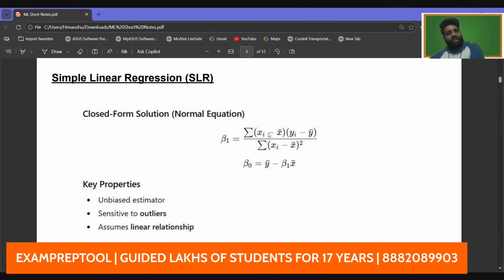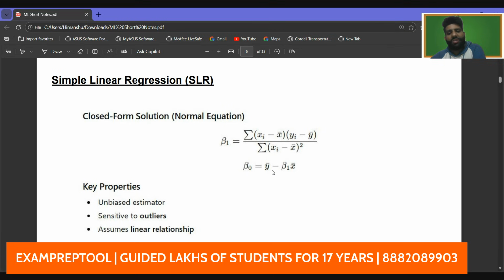So summation of product of these and summation of square of the xi, basically the deviation, and then that's how you get your beta 1. What would be beta naught? So you already know it is going to be simply y bar minus beta 1 x bar.